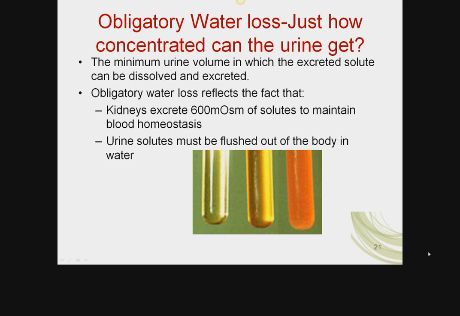So the minimum amount of water that can be excreted in order to get the waste products out of your body is called obligatory water loss. Every day we have about 600 milliosmoles worth of solutes that we need to get out of the body. The urine needs to have enough water to get those osmoles out of your body. So let's look at how much obligatory water loss we're talking about.